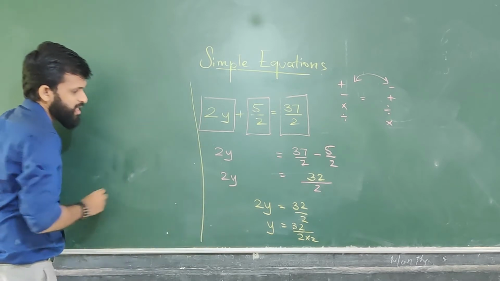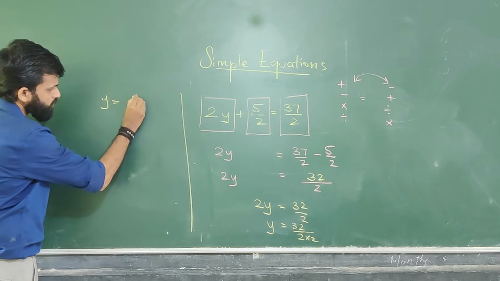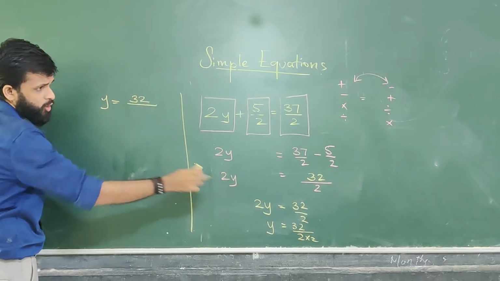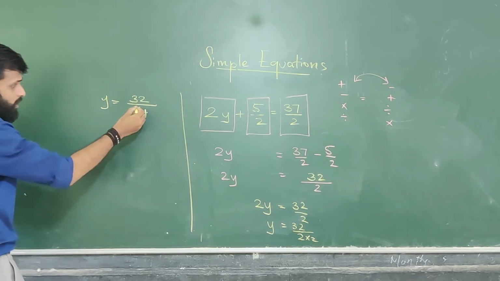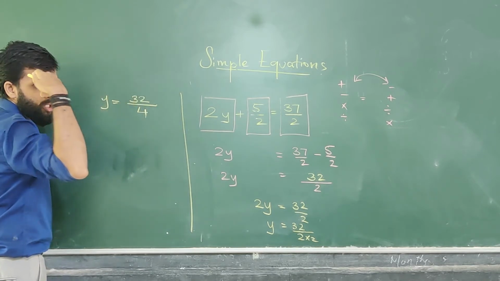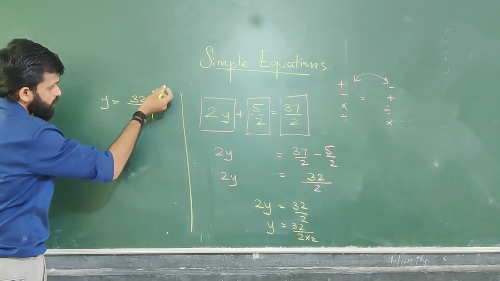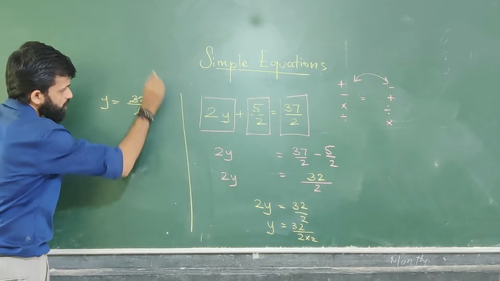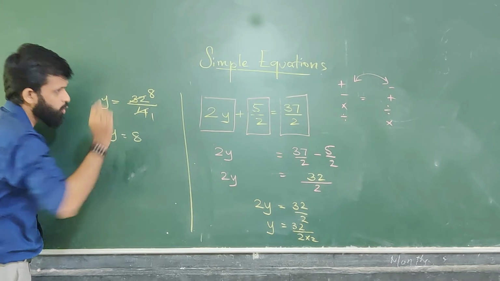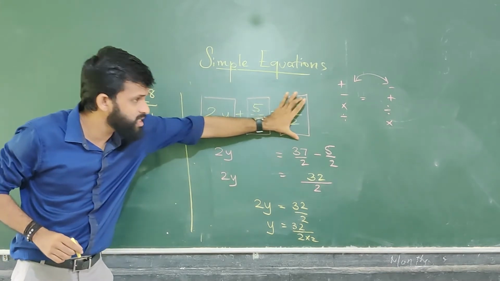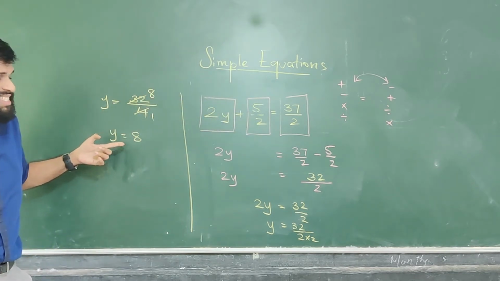Let me write it down on this side. So y is equal to 32 upon 2 multiplied by 2, which will become 4. Finally, I can cancel this. Remember the smaller number in your mind: 4 ones are 4, 4 twos are 8, 4 eights are 32. So y is equal to 8. So when you solve this entire simple equation, the value of y is 8.